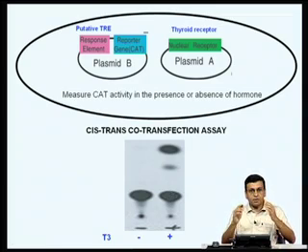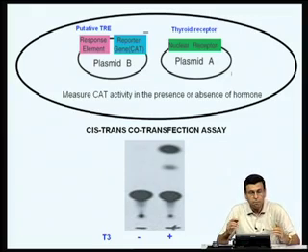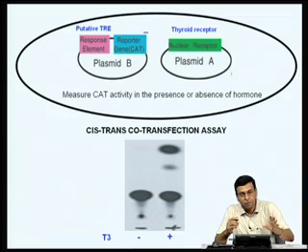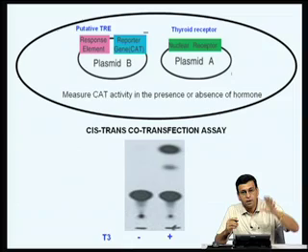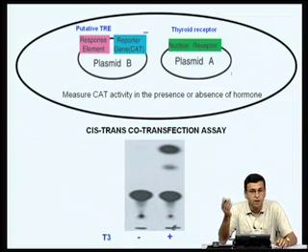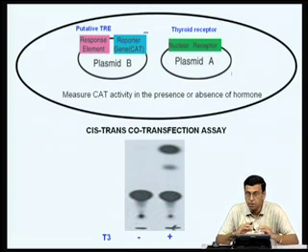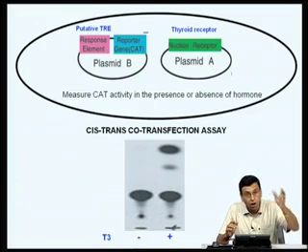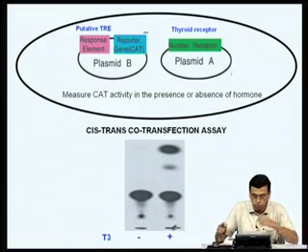So, by using this kind of cis-trans co-transfection assay, people have been able to demonstrate that binding of the receptor, whether it is the glucocorticoid receptor, thyroid hormone receptor or estrogen receptor, can actually activate transcription of a downstream reporter gene when the cognate ligand is present. So, this cis-trans co-transfection became a very useful assay for demonstrating that a binding site for a nuclear receptor can actually function as a hormone response element in vivo.